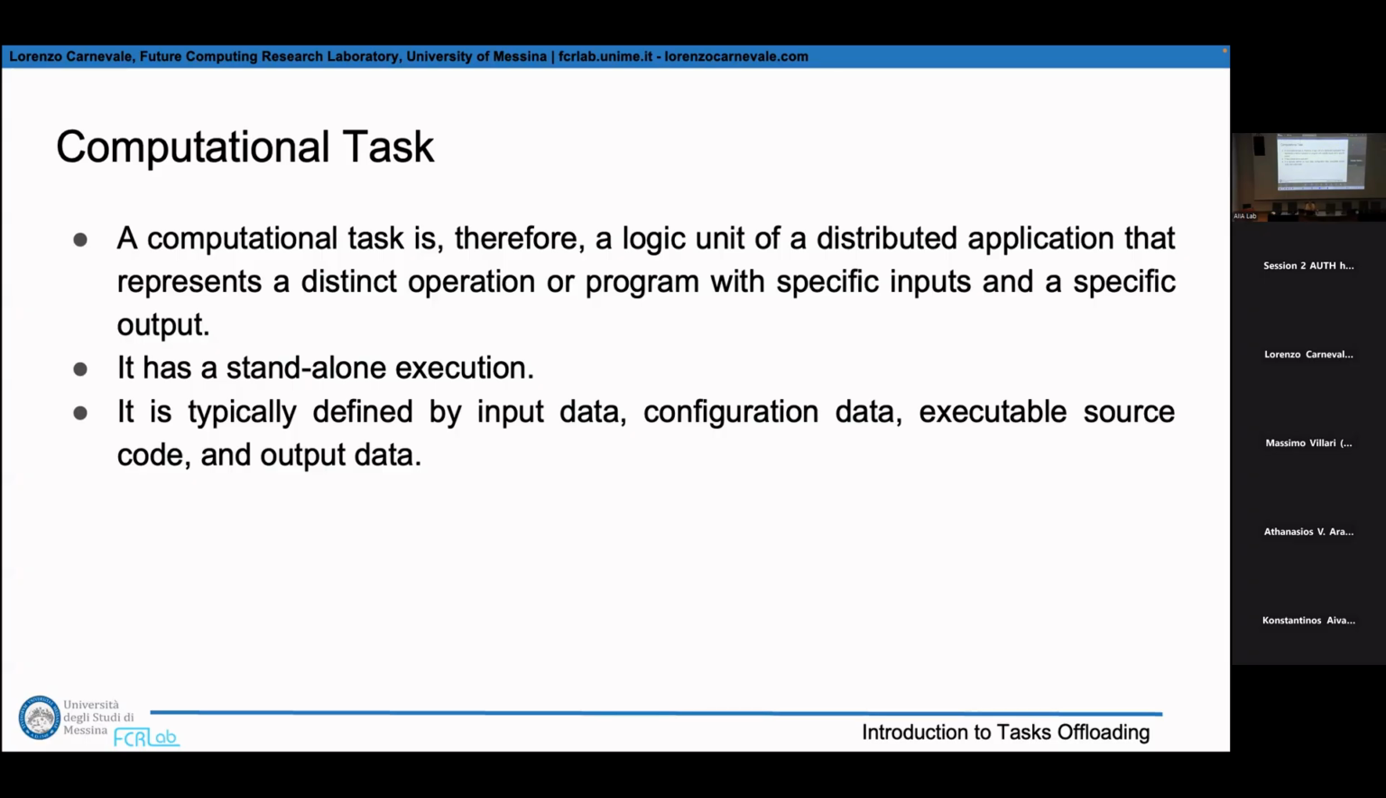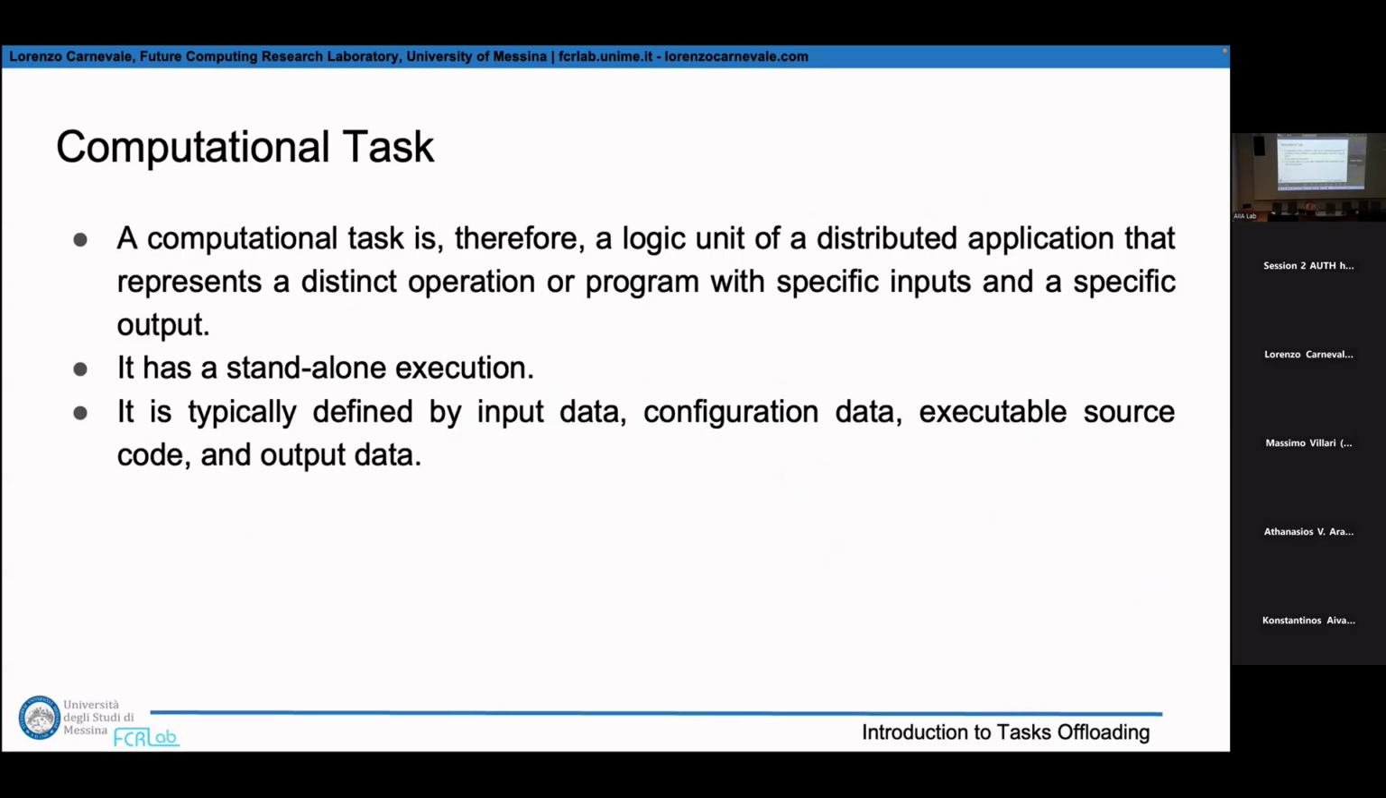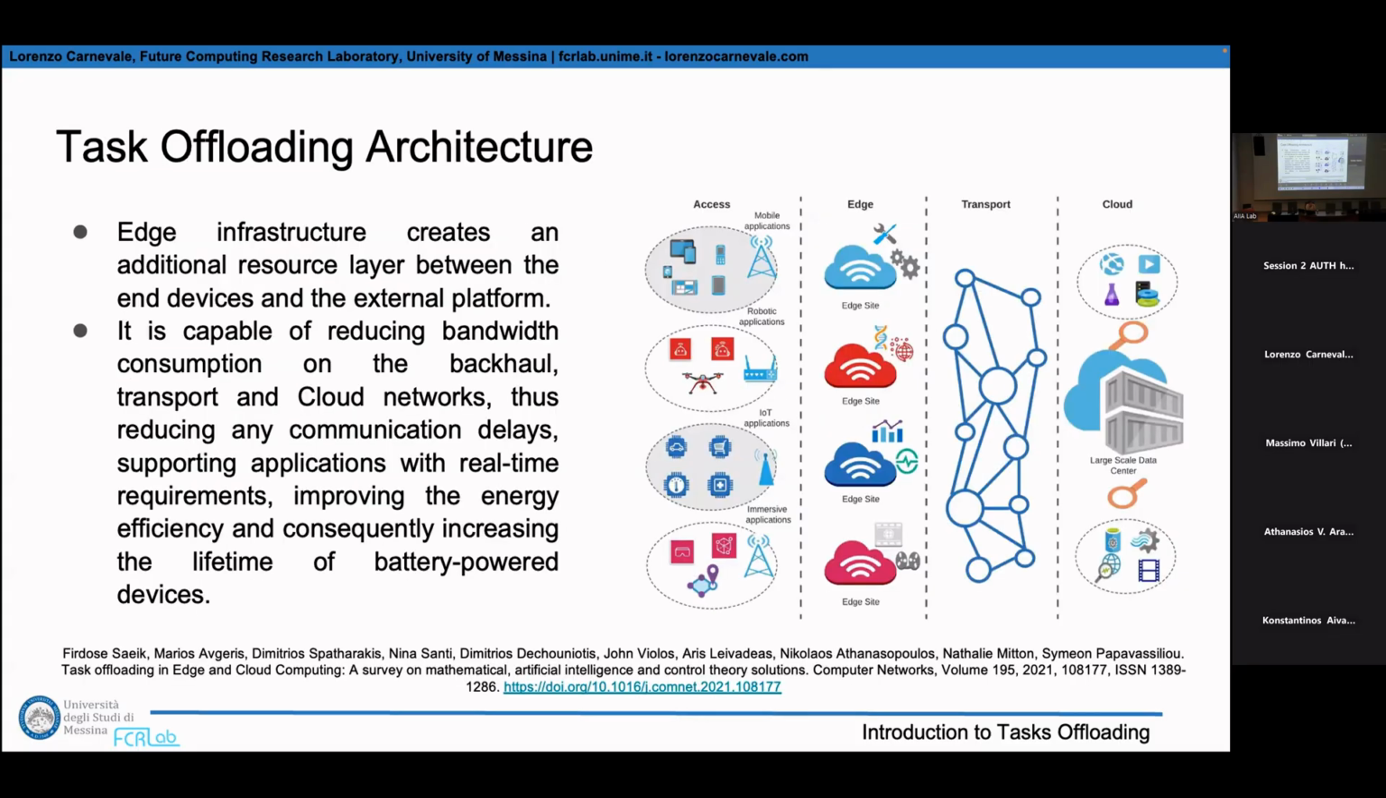This is what we need typically in terms of architecture when we talk about task offloading. So at this point, we change our mind, and we don't talk anymore about computational task, but the opportunity to have the movement of this computational task. Just because we have this definition here in these slides.